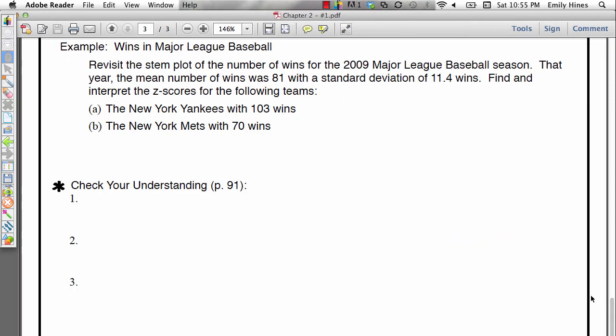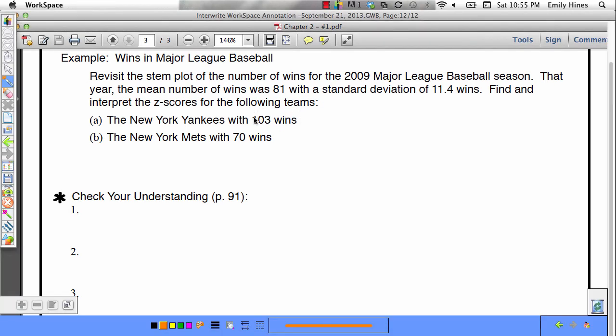So if we go back to the stem plot for Major League Baseball, and we want to talk about the z-scores there, we have to know that that year the mean number of wins was 81 with a standard deviation of 11.4. Since we had all the data, we could have calculated that with what we learned in Chapter 1. However, since it's right here, we can just use the data they have. So if I have the New York Yankees with 103 wins, their z-score should be positive and should be high because they were the top team.